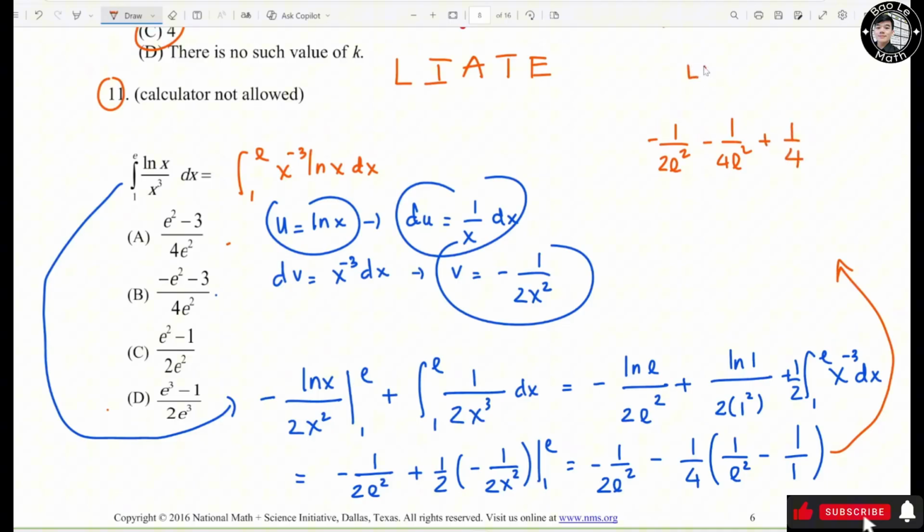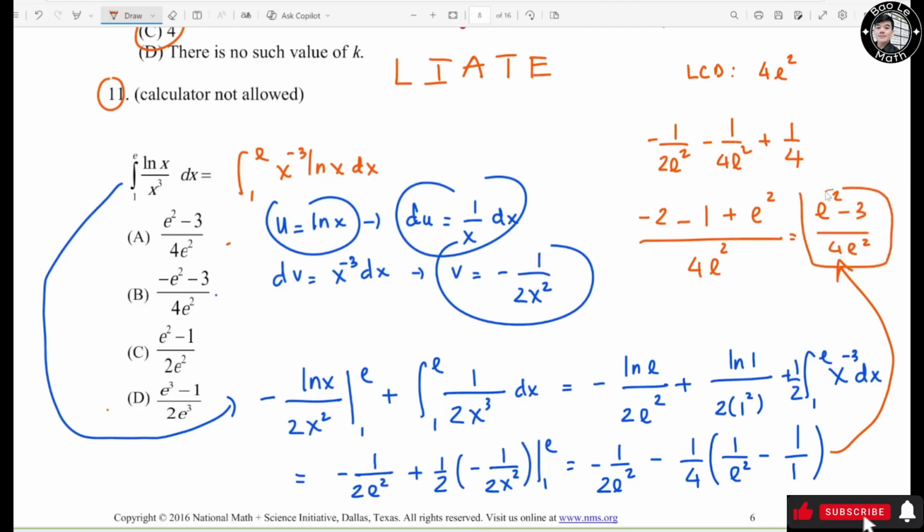Now the LCD is 4e squared, right? So I have 4e squared, and the top should be negative 2 minus 1 plus e squared. So it could be e squared minus 3 over 4e squared. This one is the final answer. The answer must be B.